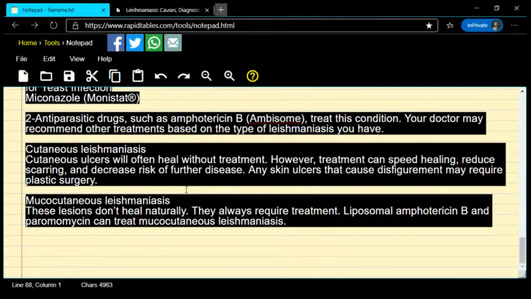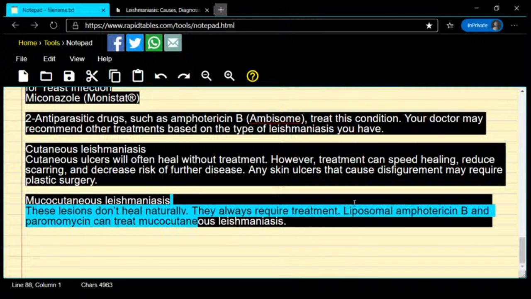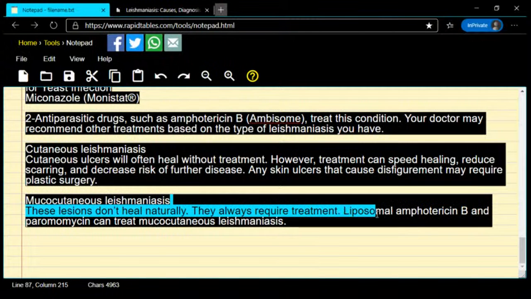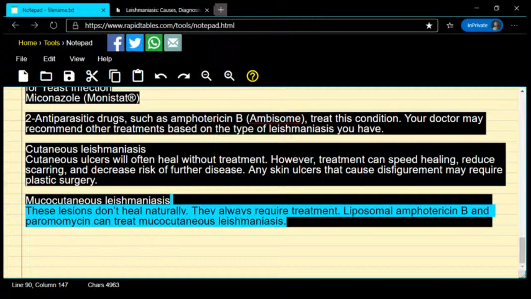Mucocutaneous leishmania, these lesions don't heal naturally, they always require treatment. Liposomal amphotericin B, and we have the other: liposomal amphotericin B, paromomycin, miltefosine. That's mucocutaneous leishmania and cutaneous leishmania.